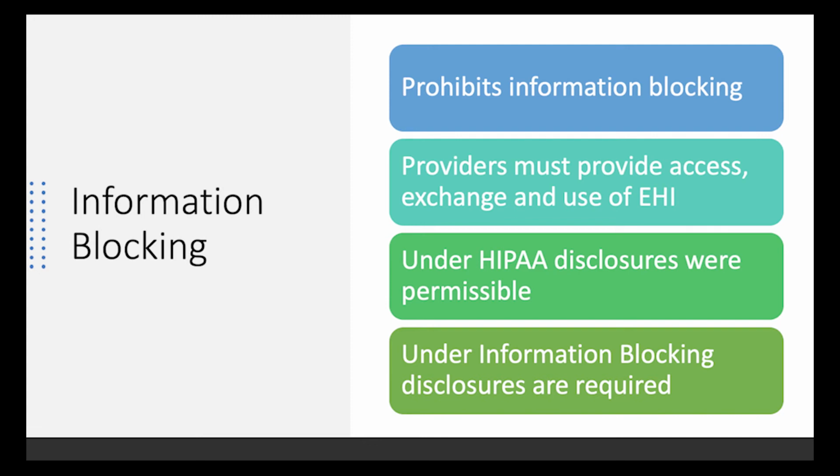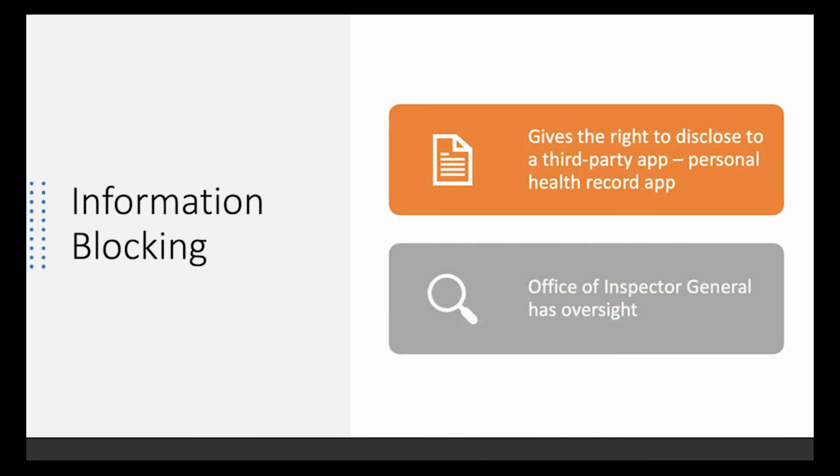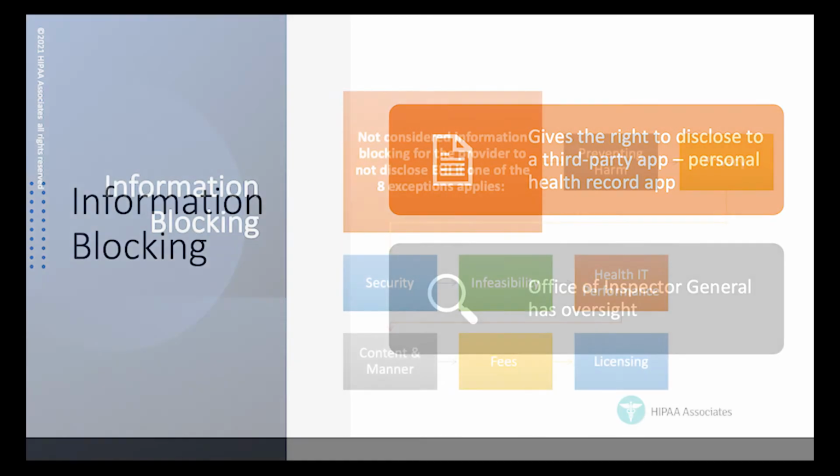While the disclosure may have been permissible under HIPAA, under information blocking, disclosures are required unless prohibited by state law, federal law, or of course HIPAA. It gives the patient the right to direct a covered entity to disclose its EHI to a third-party app of the patient's choice, such as to a personal health record app.